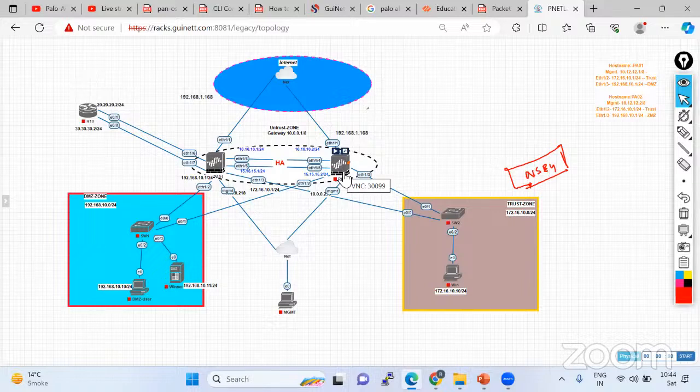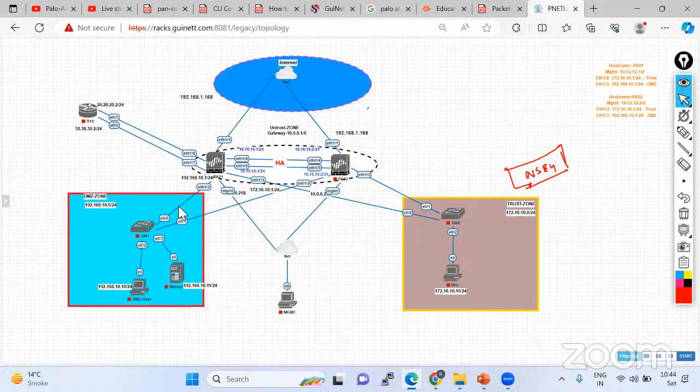There is a prerequisite: you have to do the configuration in the Palo Alto firewalls to make them primary, active, and passive. In Palo Alto, I'm just giving the example. When I talk about FortiGate, I'll explain each and everything. So here we have the concept.